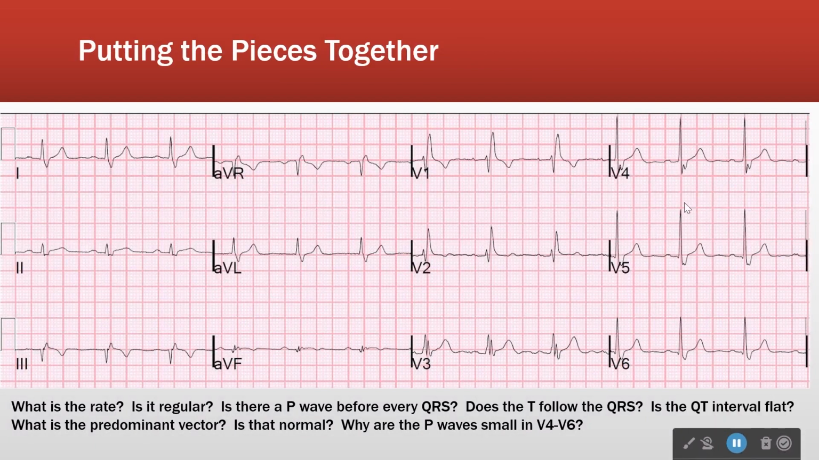All right, so let's look at some examples. First off, what is the rate? How do you prefer to calculate the rate? Do you like 1500 or 300? I don't like 1500 because I don't like to memorize the list. So we'll pick this complex and this complex. There's about 4 big boxes between those. Each big box is 5 little boxes, so that's 20 little boxes. 1500 divided by 20, if I'm right, is about 75. So our rate is 75.